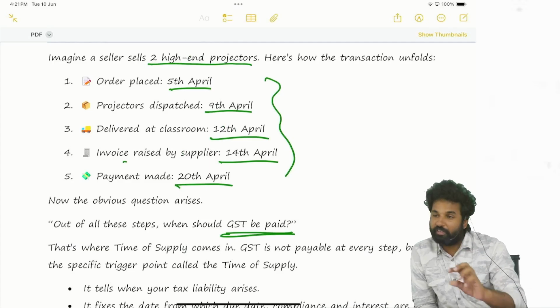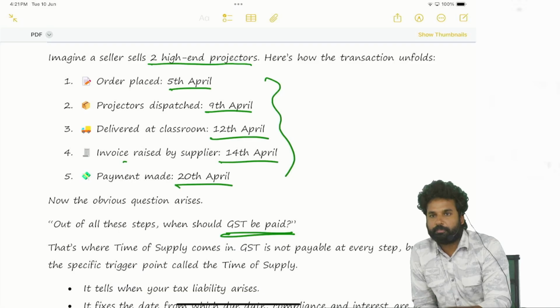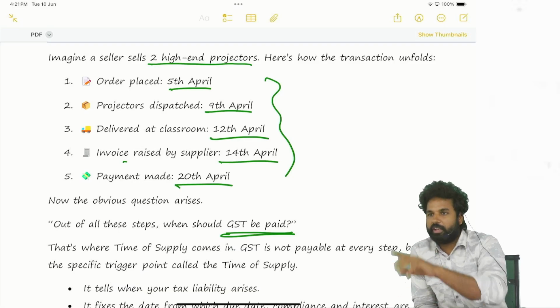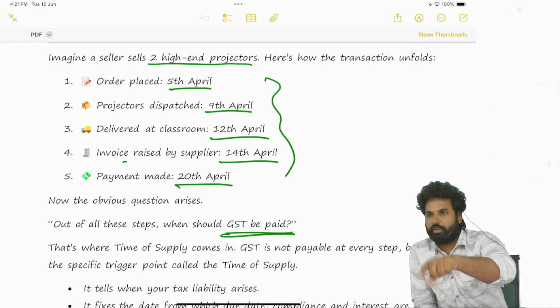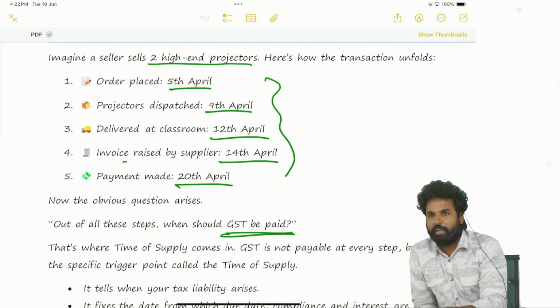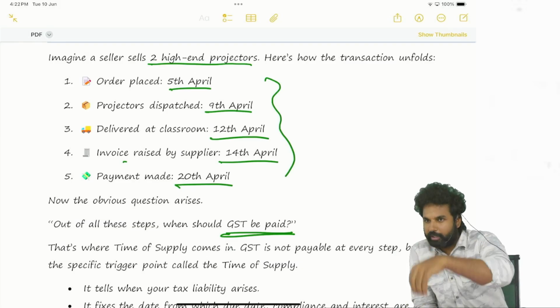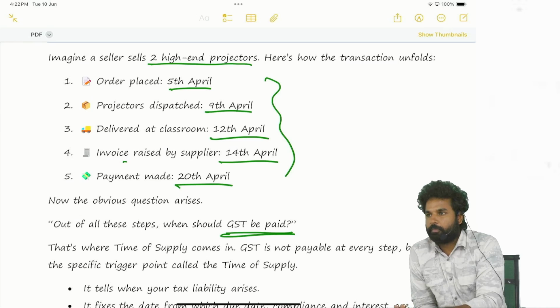But if these events are scattered over different months, then only it will be a problem. If all the events are there in a single month, then there will not be any problem. At one such date, if in any of the events GST liability arises, and the liability arises in a particular month, then in the next month you are going to make the payment. That will be the due date.